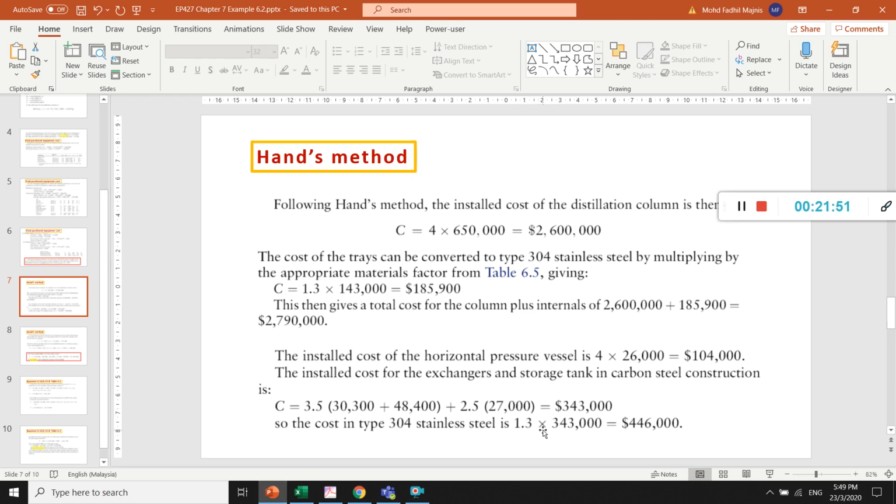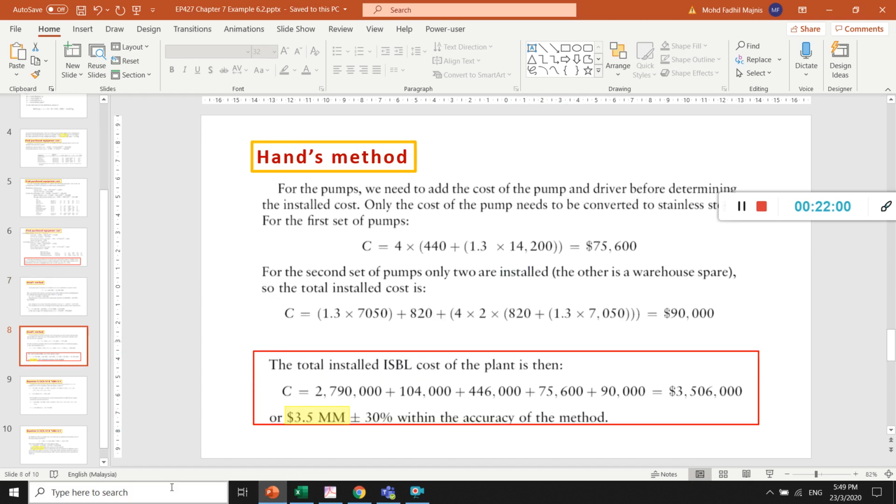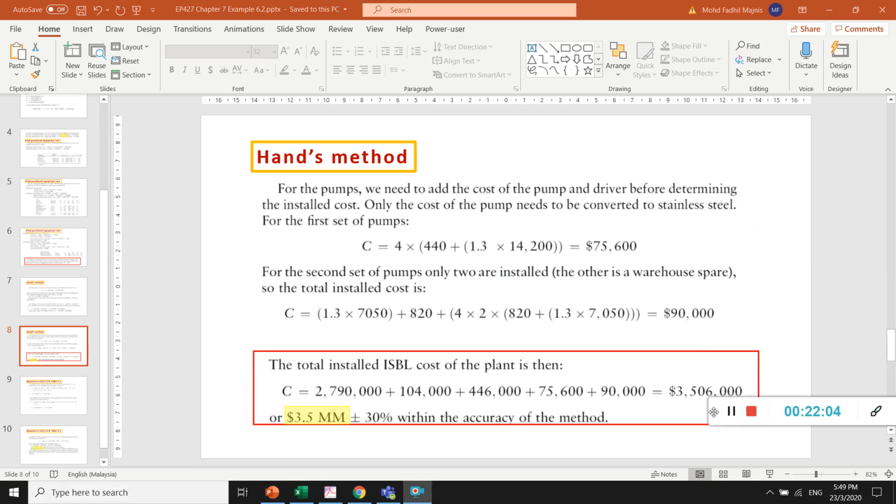We need to multiply again with the material factors, because all of this information is for carbon steel. Same also with this pump. If we check for the pump, we need to add the cost of the pump and driver before determining the install cost. Only the cost of the pump needs to be converted to stainless steel. Pump only to be converted. Driver no need.